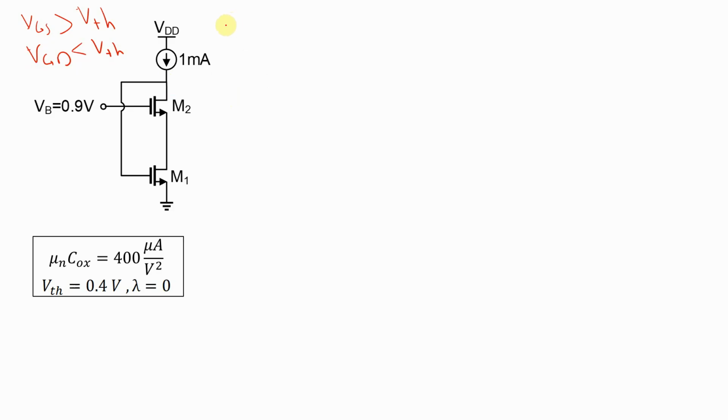As the problem said, M1 and M2 are just the same. It means that W over L, drain current, VGS, all of them are the same for these transistors. So we can say that gate source 1 equals gate source 2. First, I'm going to calculate the gate source 2 of this transistor. And for the sake of simplicity, let's call this node Vx. So gate source 2 equals this voltage, which is 0.9, minus that voltage, Vx.